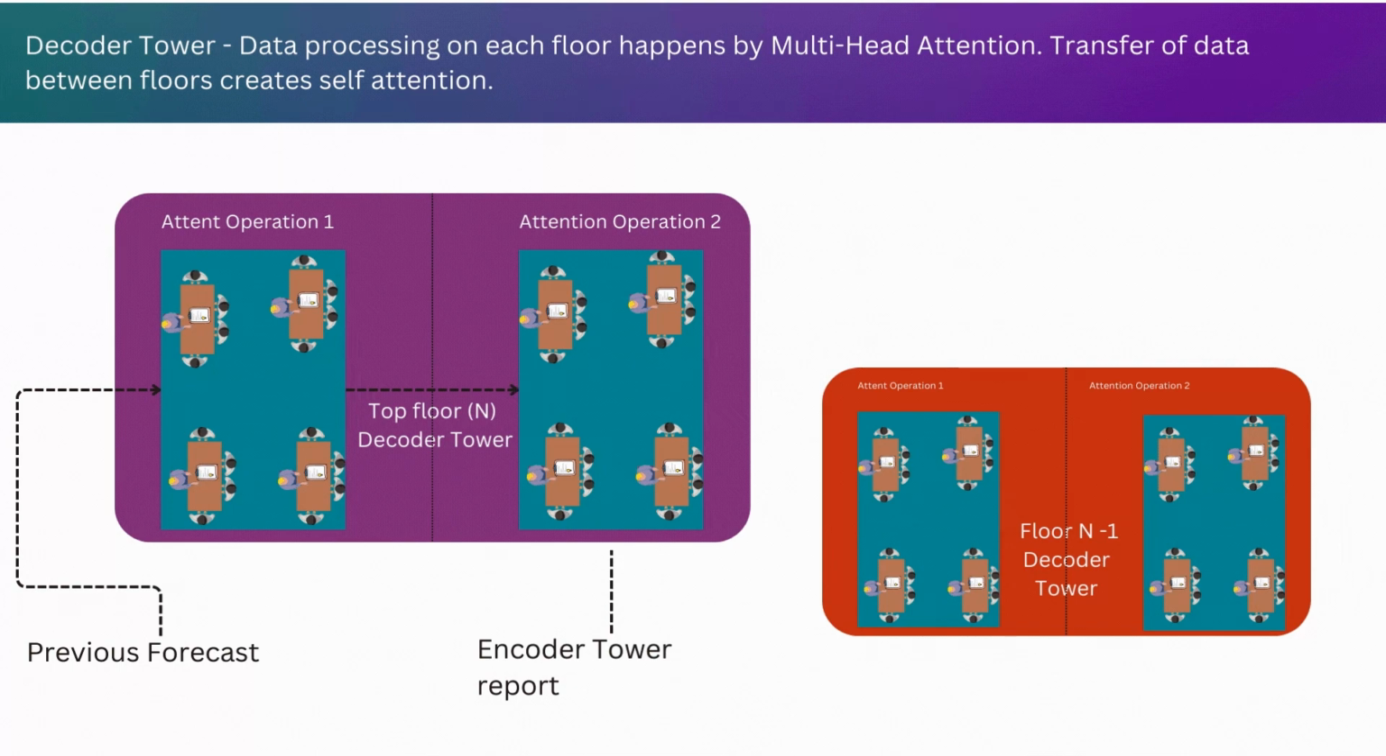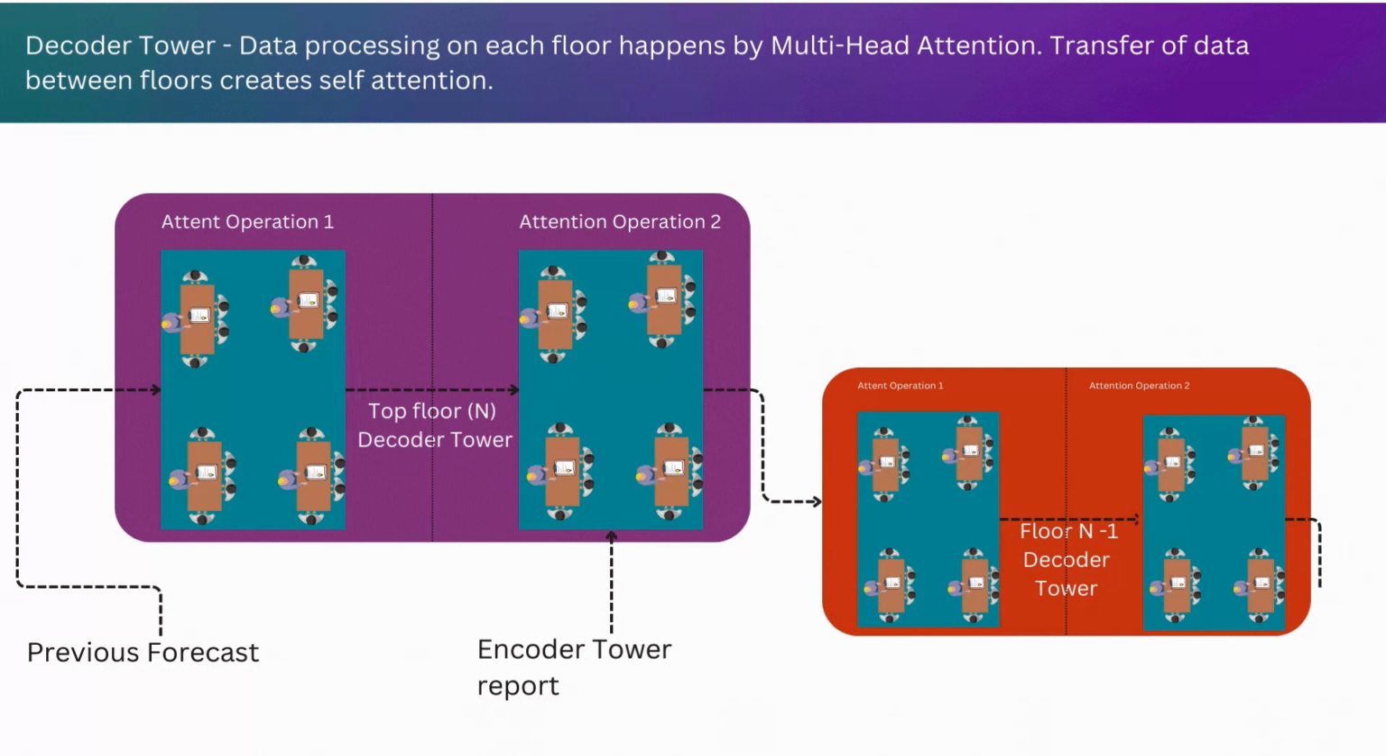Let's look into the actual details of the decoder tower. Let's look at what operations are happening from floor to floor. Similarly to the encoder tower, we have the attention operations happening. But instead of just one attention operation, we have two attention operations. We have one attention operation that deals with the previous forecast, as I said. So there's a previous forecast that feeds into our attention. We've got our group of scientists here. They're looking to interpret that previous forecast.